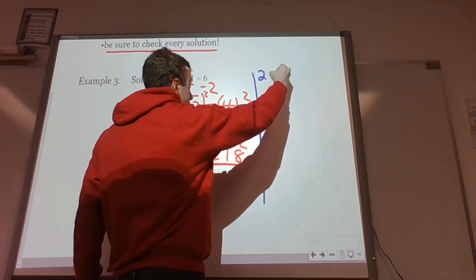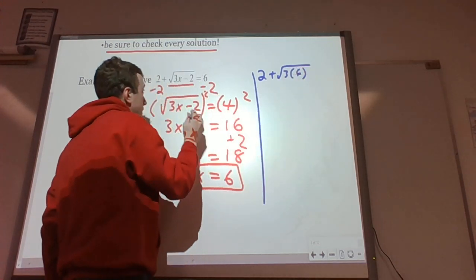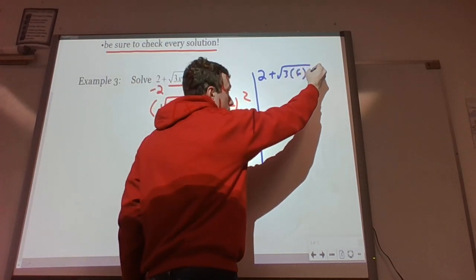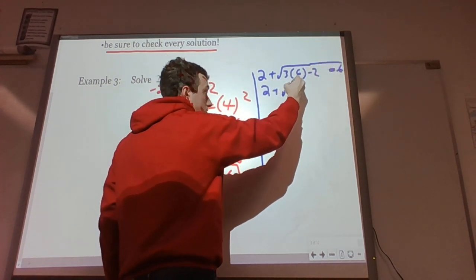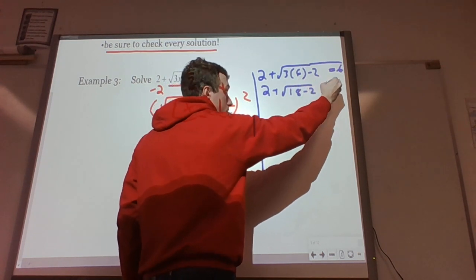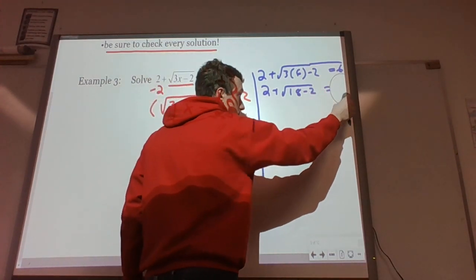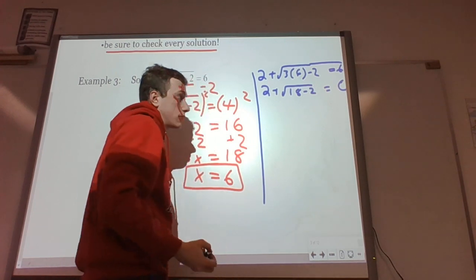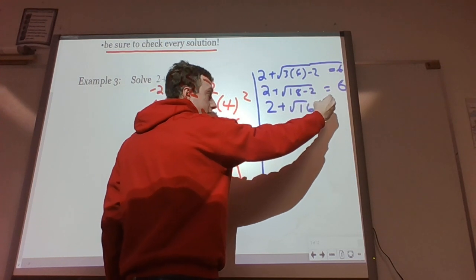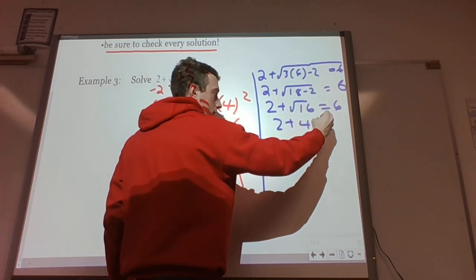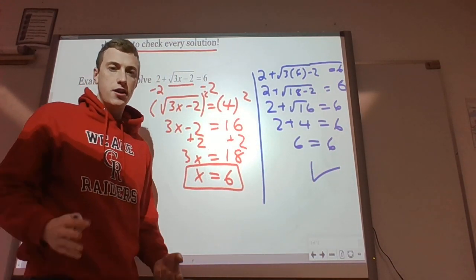We have 2 plus the square root of 3 times 6. Instead of x, we'll put 6 minus 2 equals 6. So that's 2 plus the square root of 18 minus 2 equals 6. So we have 2 plus root 16 equals 6. 2 plus 4 equals 6. 6 equals 6. Okay, so it's good that we verified our solution.